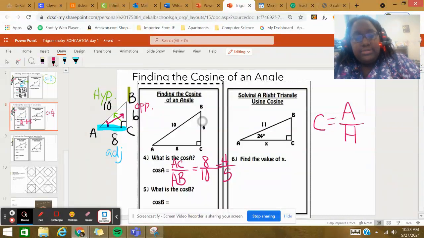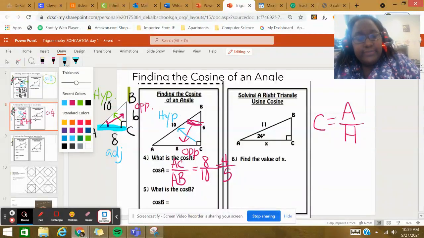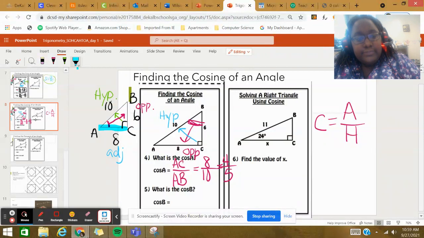Okay. Now, again, I'm going from cosine B. So B, I'm drawing my angle mark in. That's B. From B, AC is my opposite side, so I write OPP. And then across from the right angle, 10 is my hypotenuse, HYP, which means that BC, which is this side right here, is going to be my adjacent side, ADJ.